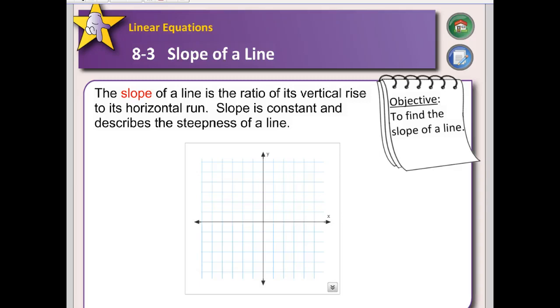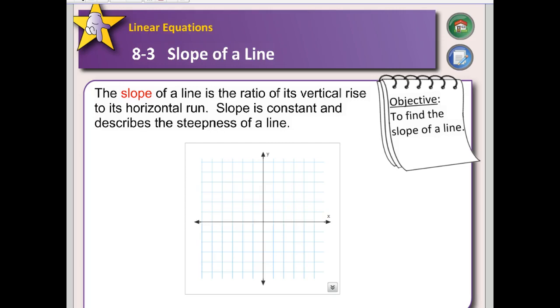Alright, class, today we're in section 8.3. And when we look at section 8.3, we're talking about this idea of slope. Now, in pre-algebra, we did a lot of work with slope. So let's review just a little bit.